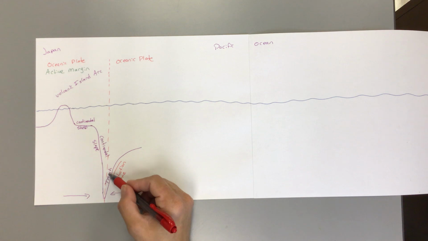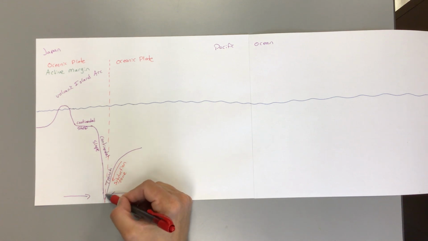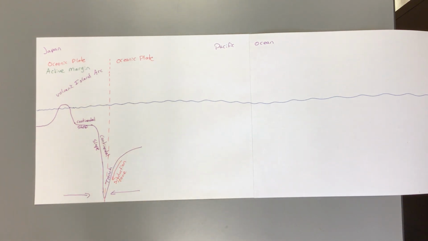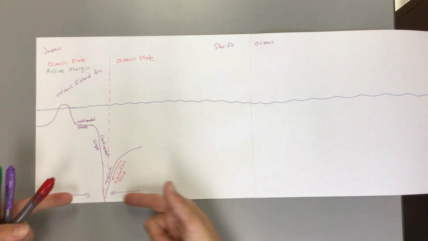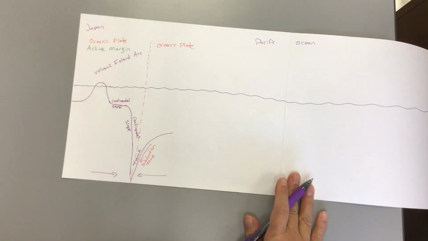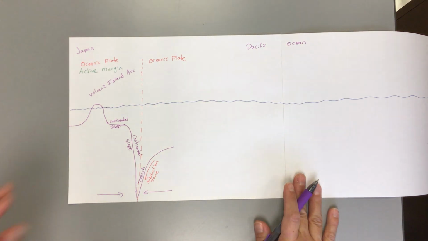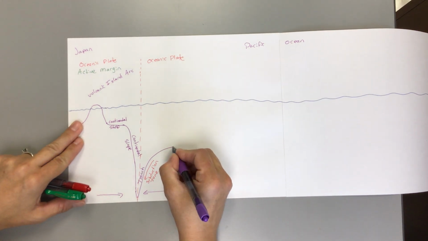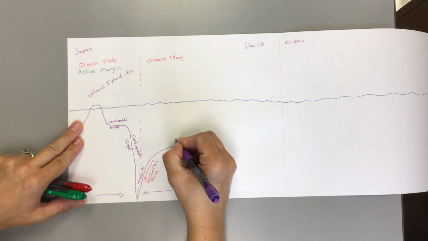And when this plate sinks down, we get a trench. So this whole valley kind of a thing is a trench. This is going to be a lot deeper than a mid-ocean ridge. It's called an active margin, again, because those plates are coming together. My trench is going to come up and hit an abyssal plain.